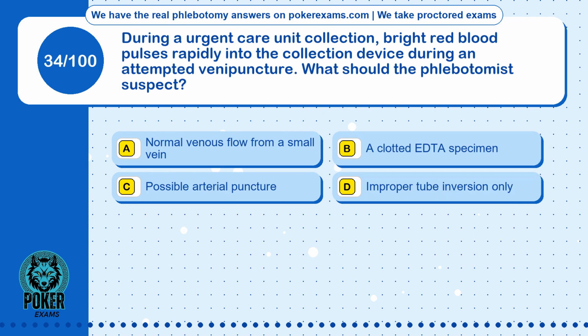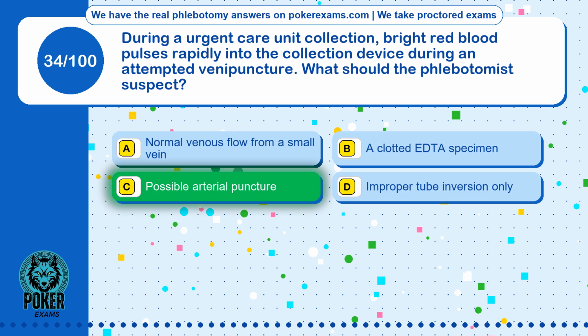Question 34. During an urgent care unit collection, bright red blood pulses rapidly into the collection device during an attempted venipuncture. What should the phlebotomist suspect? Option A. Normal venous flow from a small vein. Option B. A clotted EDTA specimen. Option C. Possible arterial puncture. Option D. Improper tube inversion only.